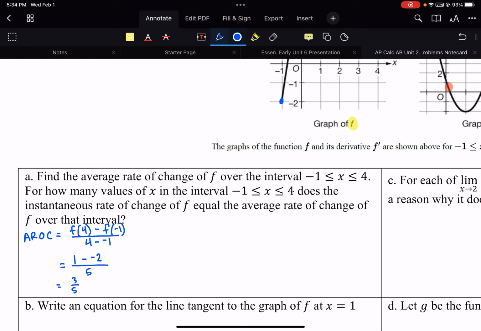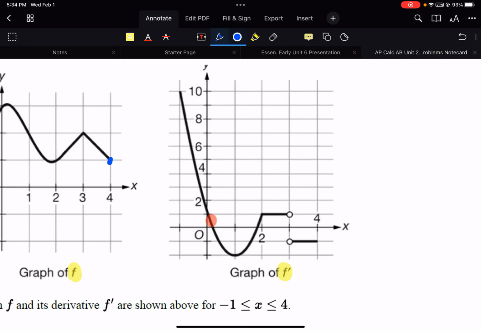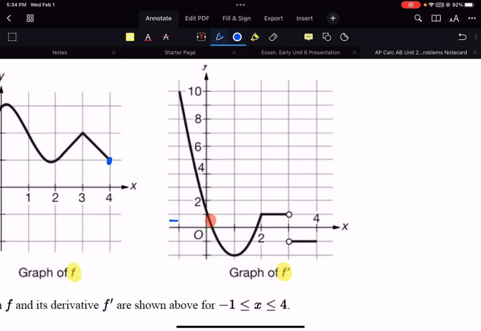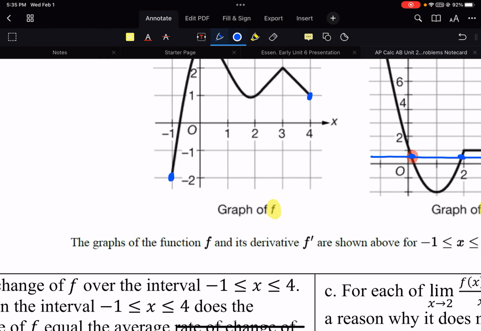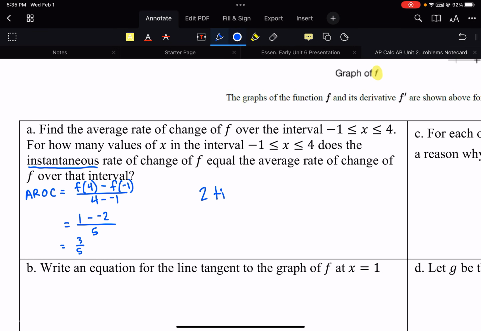And then I want to know for how many values of x on the interval does the instantaneous rate of change hit 3/5. So we're finding instantaneous rates of change. Now we're looking at our derivative, so I'm going to come over here to the graph of the derivative. I don't know why there's a red dot there, sorry. I want to know how many times this f prime graph hits 3/5. So you can think about, there's about the value of 3/5. We hit that value twice. So at 2 times, our function's instantaneous rate of change is equal to its average rate of change. So we're just going to write 2 times on the interval.